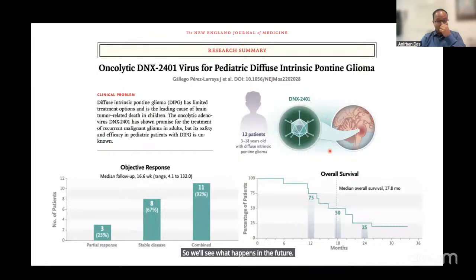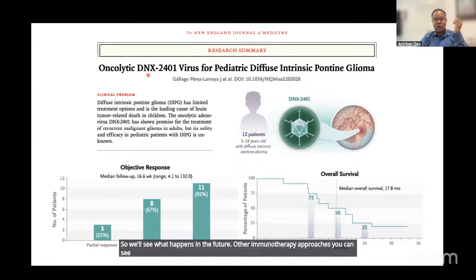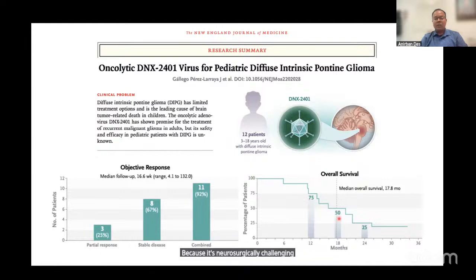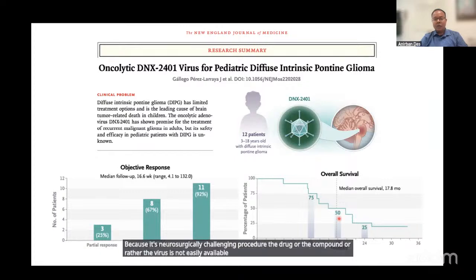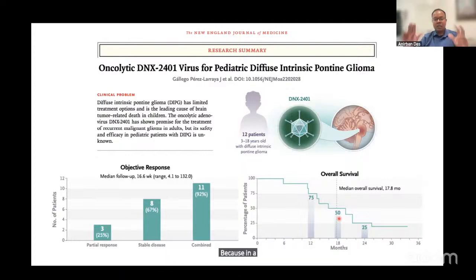Other immunotherapy approaches: you can see DIPG treated with oncolytic virus with intratumoral delivery of the virus that elicits an immune response. Again, an NEJM paper because there are some patients who did better, but again, the responses are not durable, and it's not something that we can really offer to our patients anywhere in the world because it's a neurosurgically challenging procedure. The virus is not easily available to everyone. So it suggests that triggering the immune system by using different mechanisms may benefit some patients, but we are yet to learn because, in a generic sense, DIPG is an immune cold tumor.